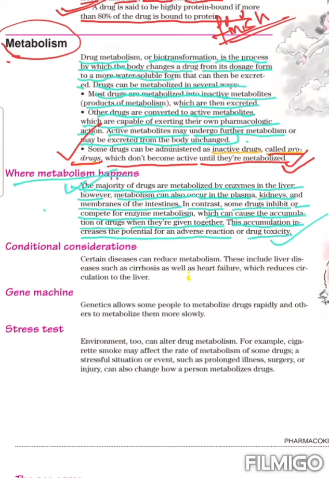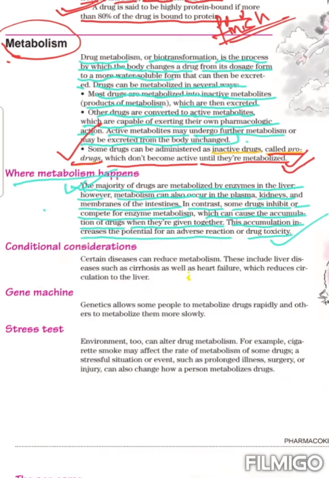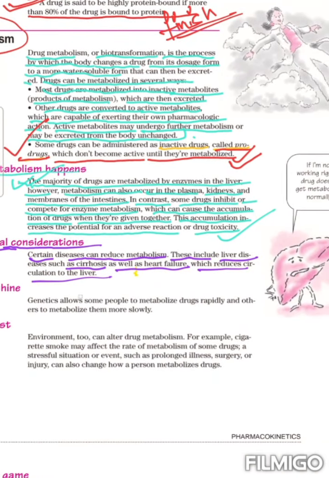Okay, now we move to another topic that is called conditional consideration. What does it mean? Certain diseases can reduce the metabolism. Certain diseases show an effect on metabolism, they can reduce the metabolism. These include liver disease, such as cirrhosis, as well as heart failure, which reduces circulation to the liver. Okay, so these are the diseases which cause the reduction in the metabolism process.